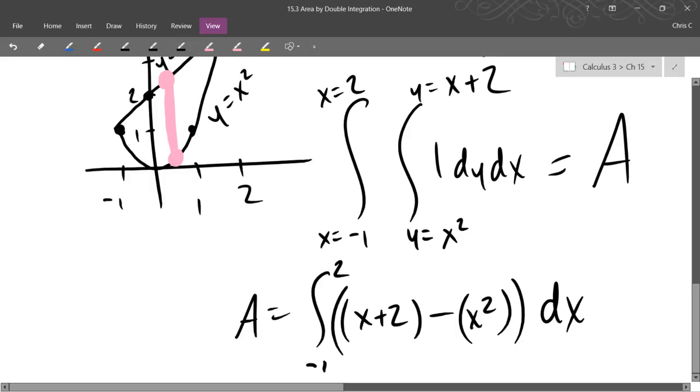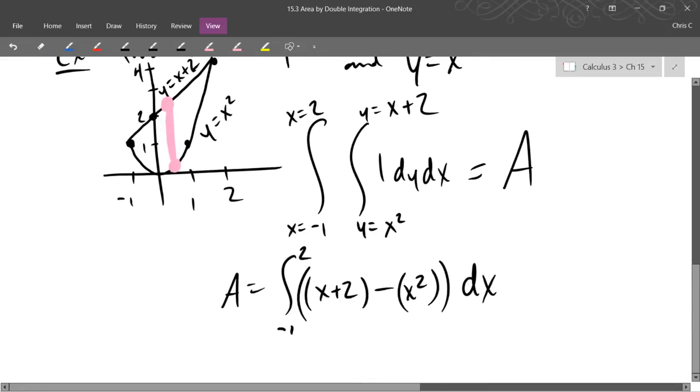If you were in calculus 1 and I asked you for the area, this is what you would show me right here. Big minus small. Just big function minus little function from negative 1 to positive 2. So in calc 1, you would start down here. So let's do something tricky. Let's rewrite the integral with the other order.